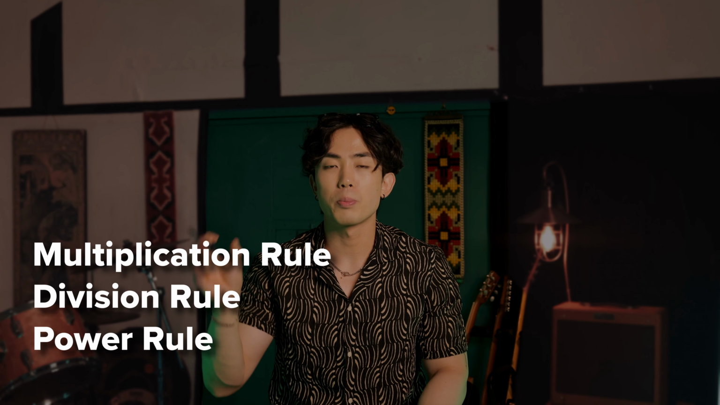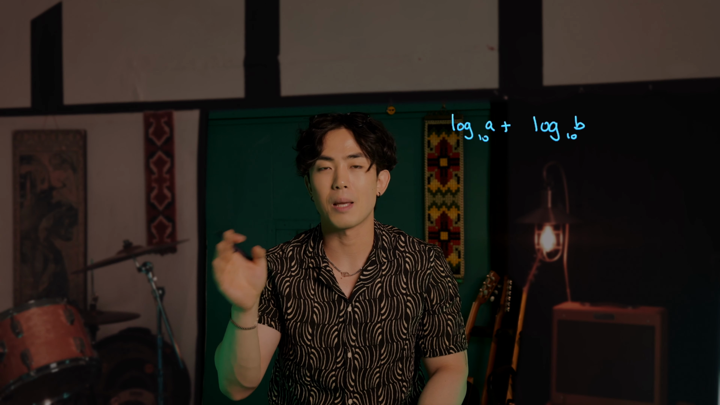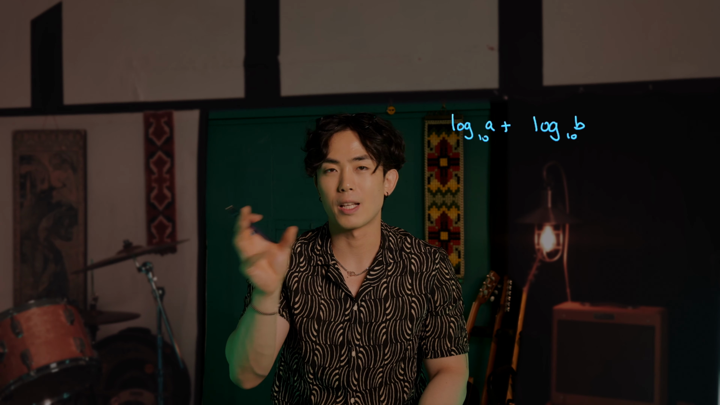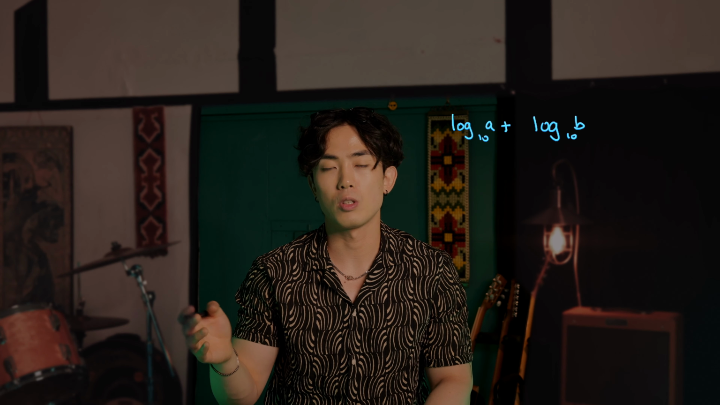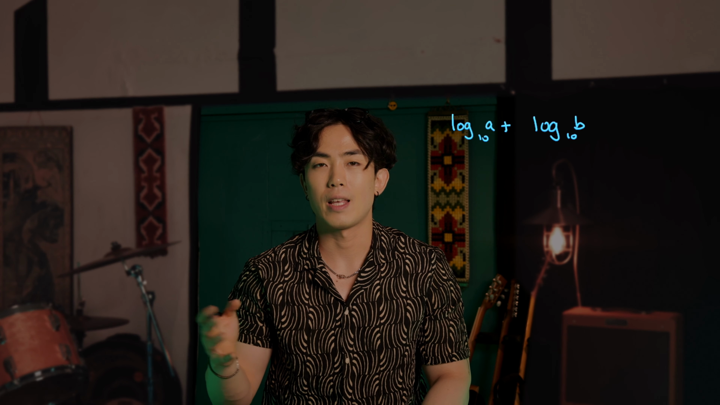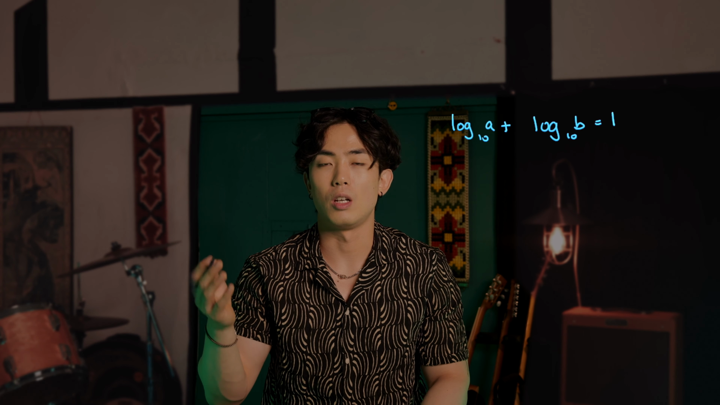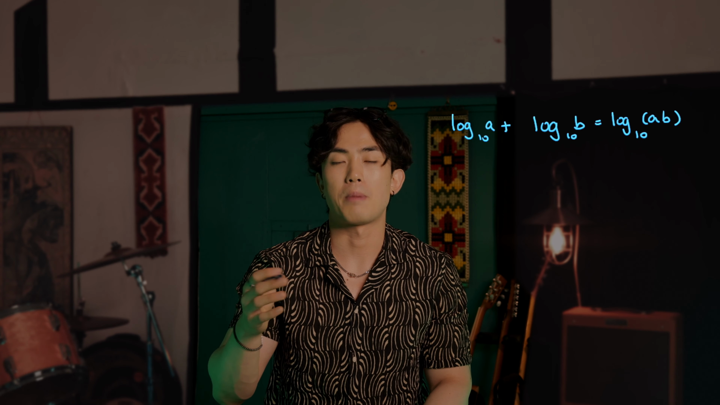So basically, the multiplication rule is when we have 2 different log values with the same base, and if we're adding them up, then what we can do is we can multiply the values inside. So let's say we have log a base 10 plus log b base 10, then we can say it's going to be equal to log a times b base 10.